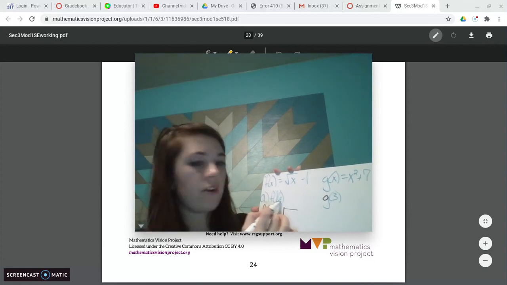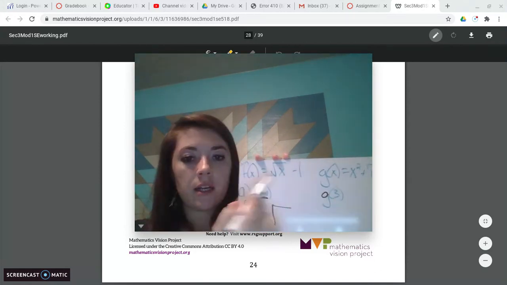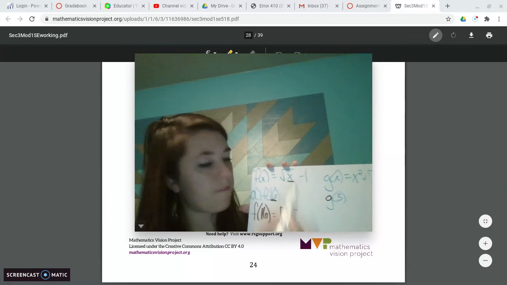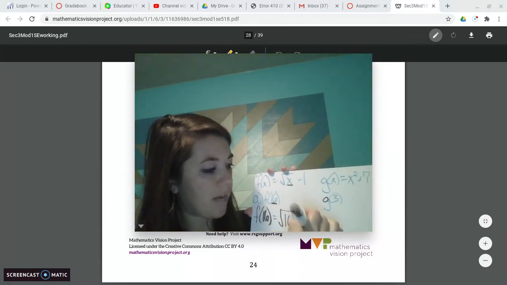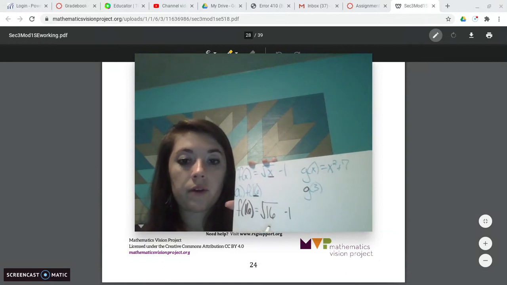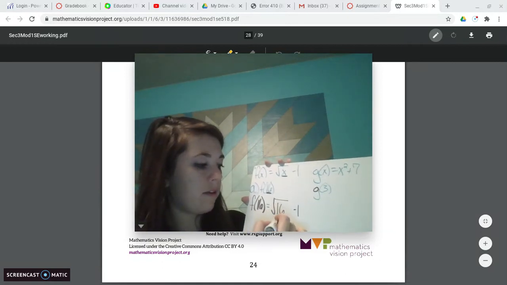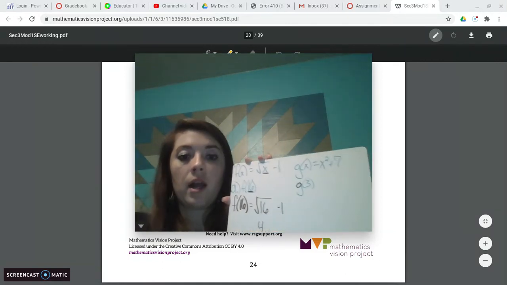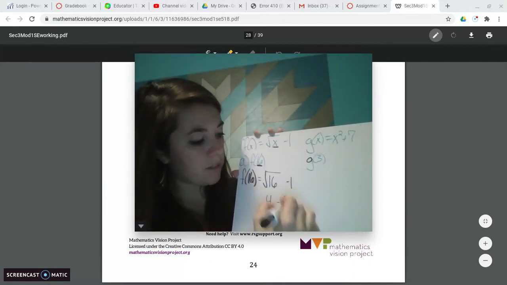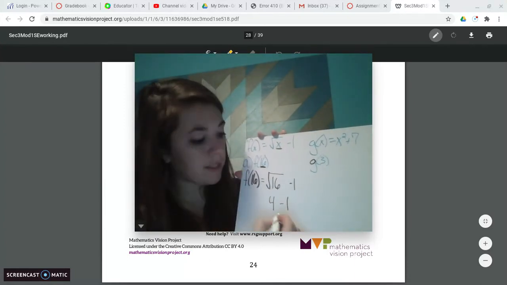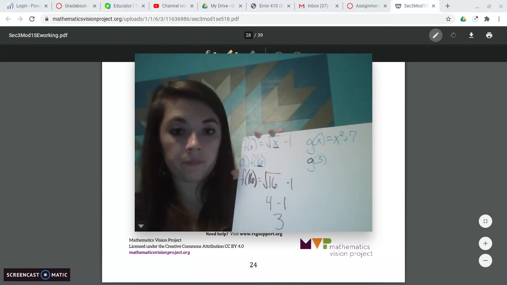Remember, whatever number is in the parentheses there is what goes in for the variable over here. So it's going to be the square root of 16 minus 1. Well, the square root of 16 is 4, because 4 times 4 gives us 16. And then minus 1. 4 minus 1 is 3.